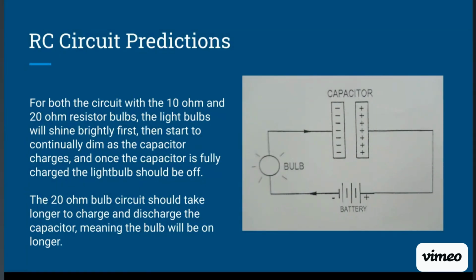For our circuit predictions, I predict that both light bulbs will shine brightly at first, then they will start to continually dim as the capacitor charges, and once the capacitor is fully charged, the light bulbs will turn off. However, the 20 ohm bulb circuit should take longer to charge and discharge the capacitor, since it has a higher resistance, meaning the bulb will stay on for longer.